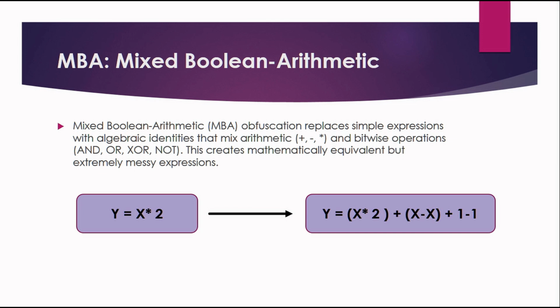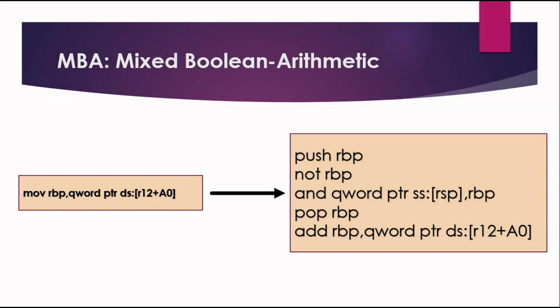For example, check this out. Here we have y equals x times 2. Pretty simple, right? Now watch what happens when you add junk terms that equal 0, like x minus x. The code still does the exact same thing, but now it looks like a nightmare. And here's an even better example in assembly. See how ugly it gets?